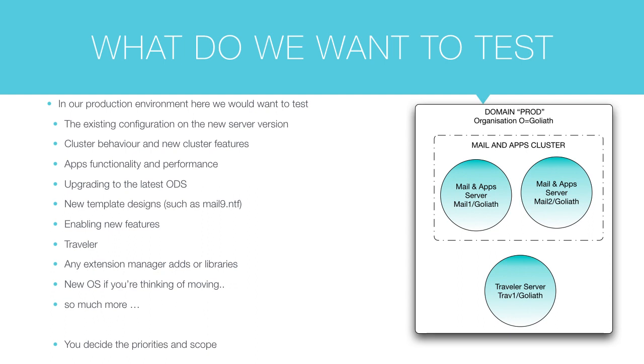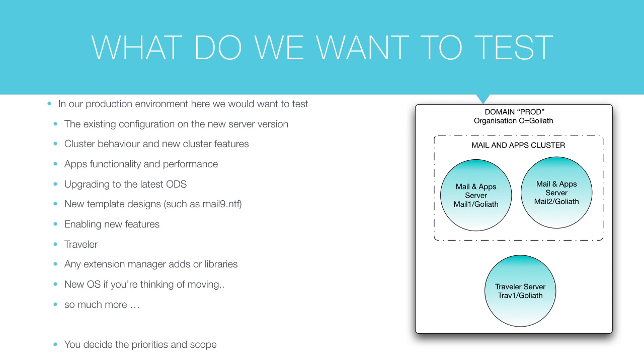Well, I want to test my existing server configuration on the new server version, so I know if there's anything I need to change. I'm going to want to test cluster behavior and some new cluster features. App functionality, app performance, maybe upgrading to the latest ODS, which now has the 256 gig file limit and will also give me access to a lot of database properties that I don't have in 9.0.1. Testing new template designs, such as the new Mail 9. I don't mean Mail 9, I mean Mail 10.